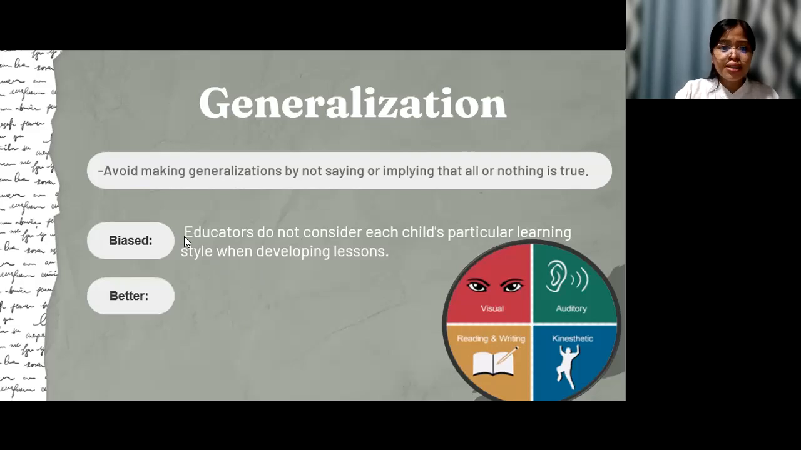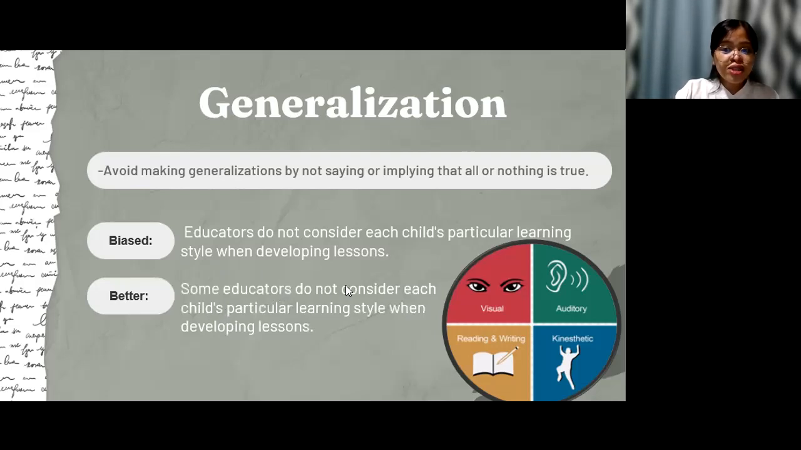So how do we make this bias statement better? Let us continue. Some educators do not consider each child's particular learning style when developing lessons. So what did we add instead of making it generalized? We did not include other educators, perhaps. Instead of saying educators, because that's including me, of course, in my case, I always consider my students' particular learning style. We made it some educators.